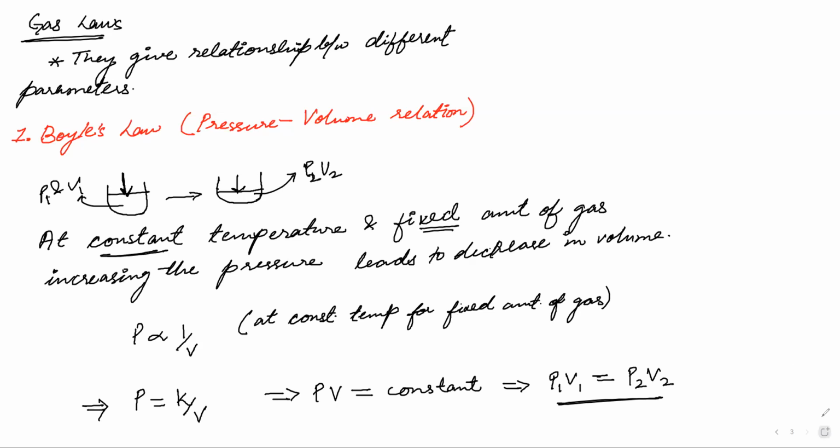Before that, let us look at one of the alternative forms of Boyle's law. We know that density is equal to mass by volume. Even this density is correct for the gas. The gas's mass by volume is equal to density.